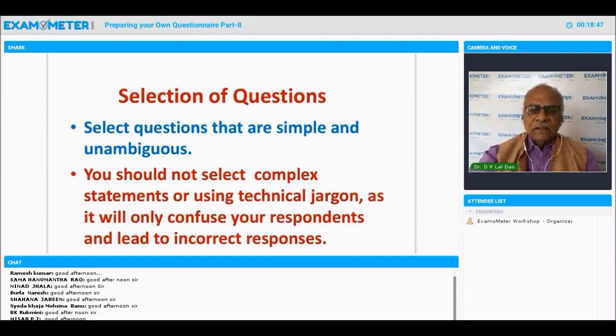Select the questions that are simple and unambiguous in the beginning, maybe throughout the questionnaire, but beginning questions must be very simple and unambiguous. You should not select complex questions or difficult questions or statements using technical jargon, as it will only confuse your respondents and lead to incorrect responses.